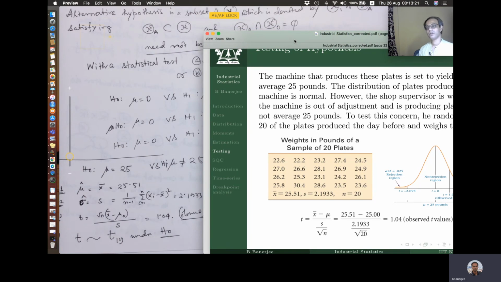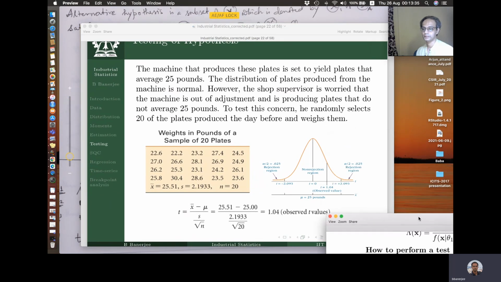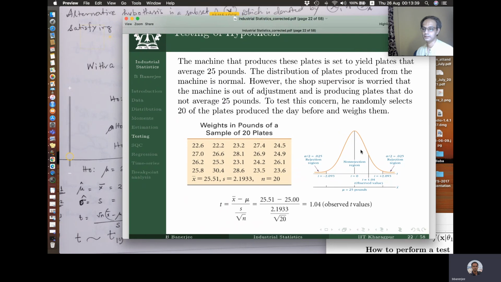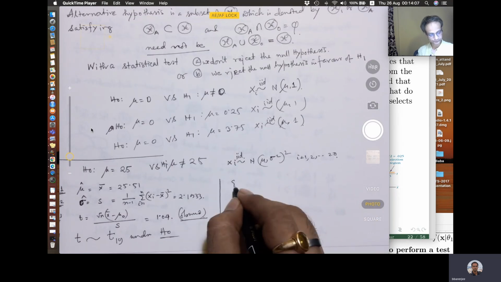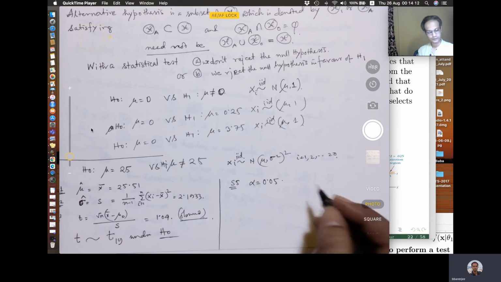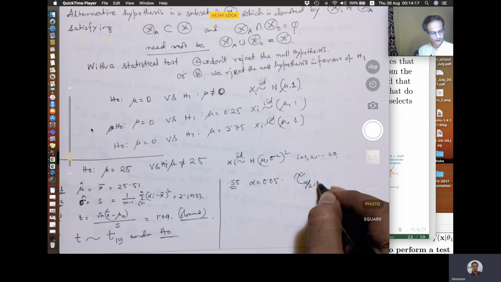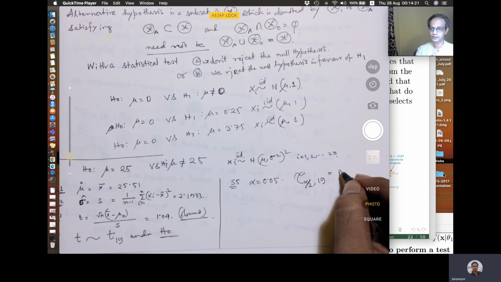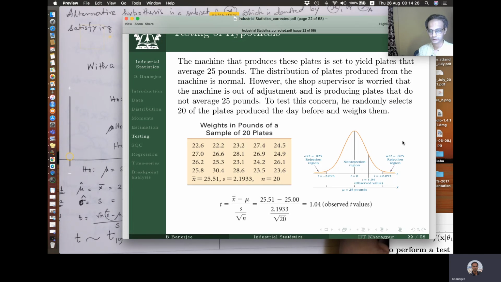Now what you need to do is know the cutoff value given the null distribution as well as the level of the test. So that is your next step, step 5. Here you can see the cutoff value is given: 2.093, the cutoff value for 19 degrees of freedom, and alpha is 0.05. So if you choose alpha equals 0.05, then t alpha by 2 at 19 degrees of freedom is 2.093.